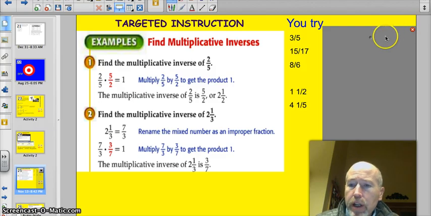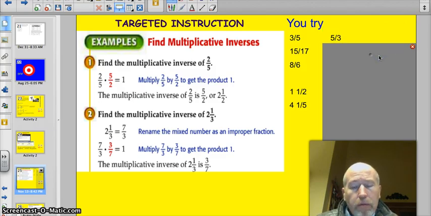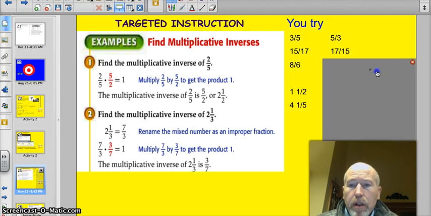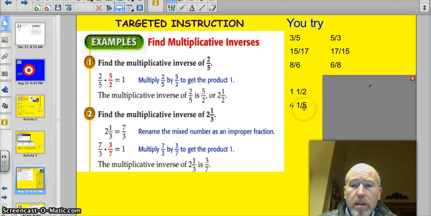All right, let's see how you did. Did you flip them? 5/3, good. This one, flip it. 17/15, good. And 8/6, flip it, 6/8. So these are a little more complicated, following the multiplicative inverse of 2 and 1/3.